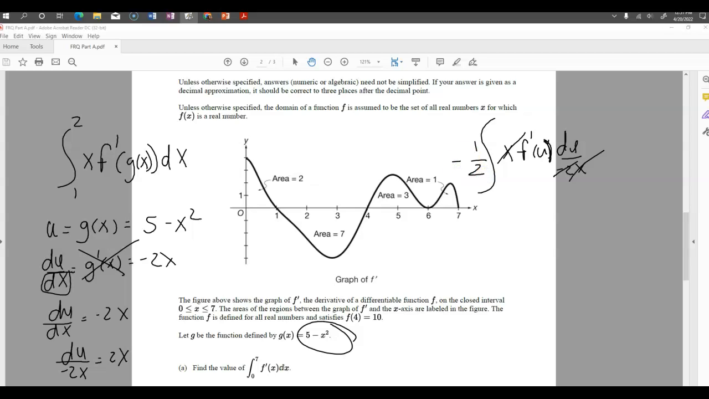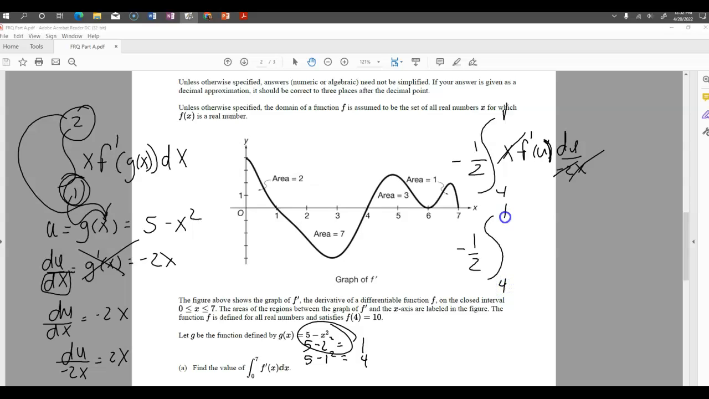Now another thing that we need to change is the limits. Anytime you do a u sub with a definite integral, you need to change your limits. So how do you do that? You take your limits and you plug them into the u function, which is g. So if I plug in 2, I get 5 minus 4, which is 1. So the top number becomes 1. We'll also plug in 1 into the g function. 5 minus 1 is 4, so now this is 4. So now as a more cleaned up version of this integral, we have this.